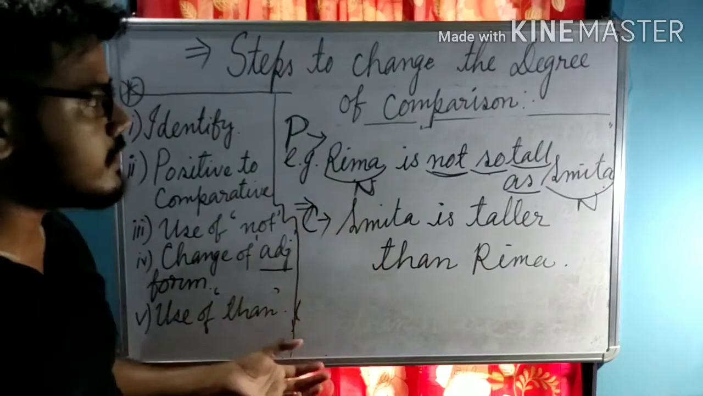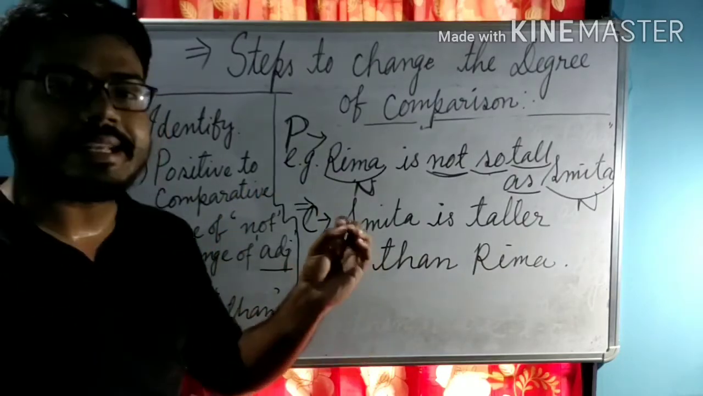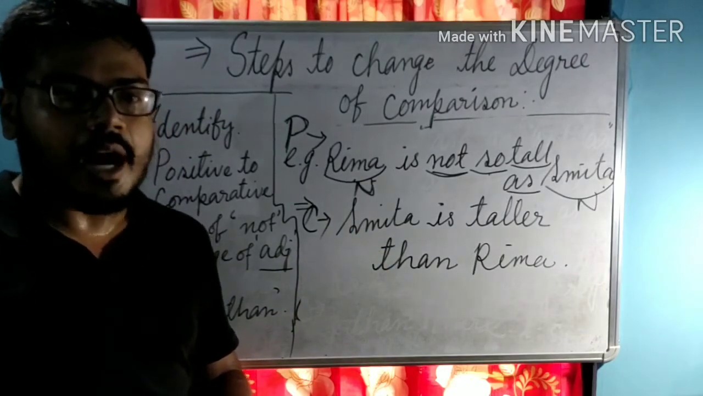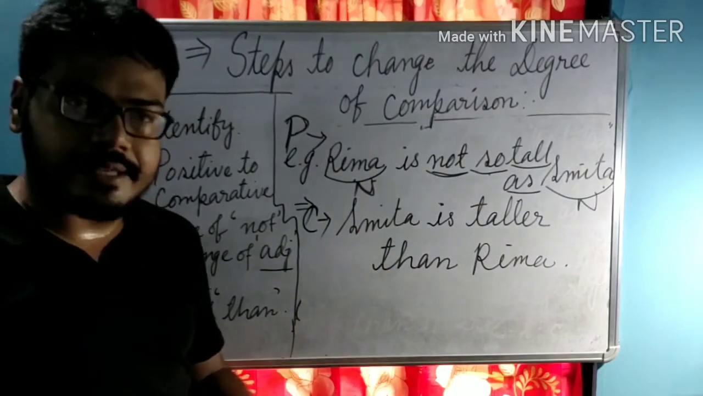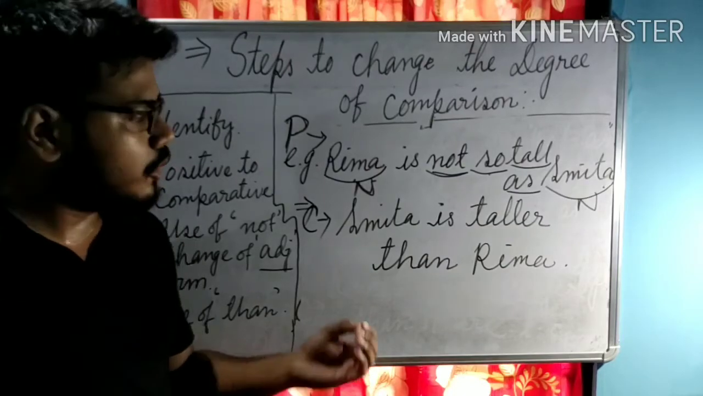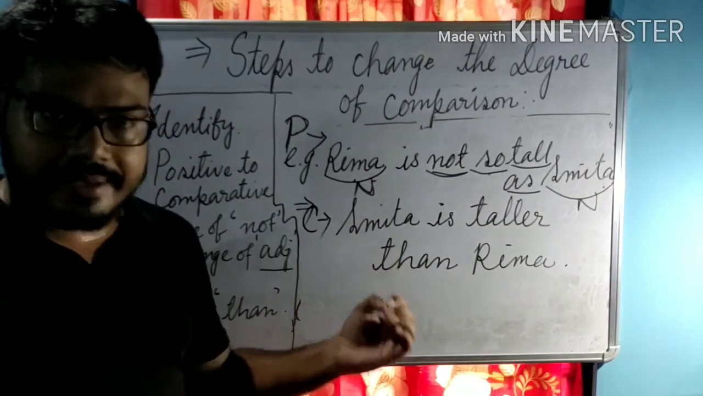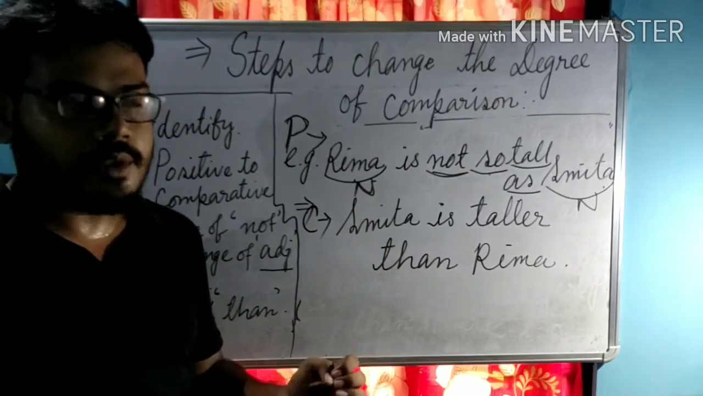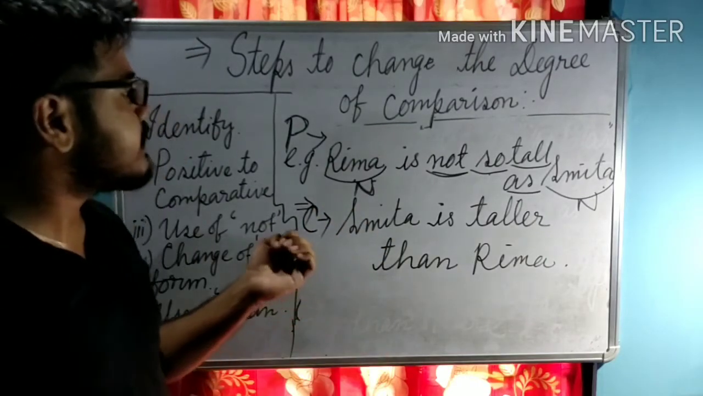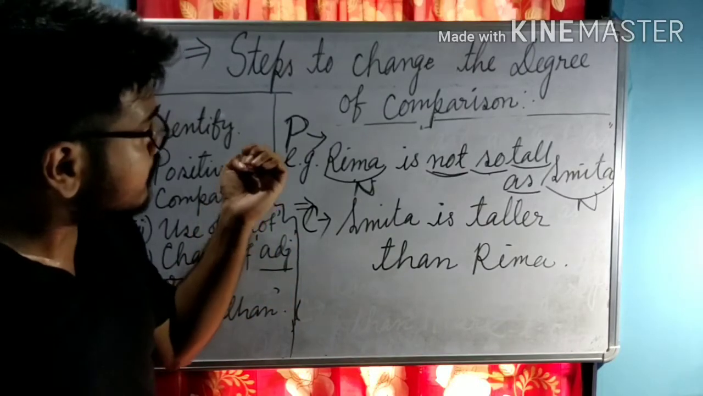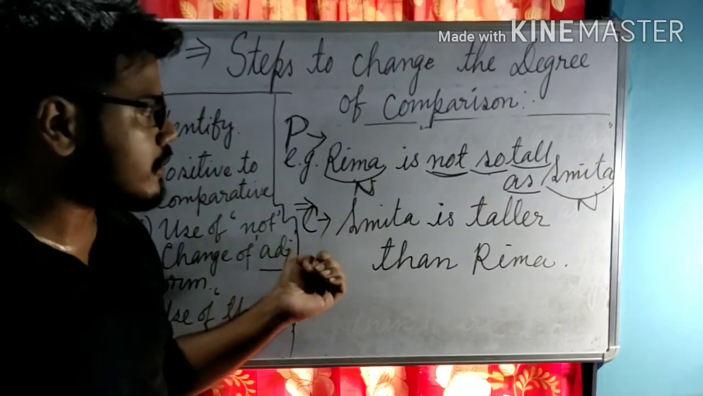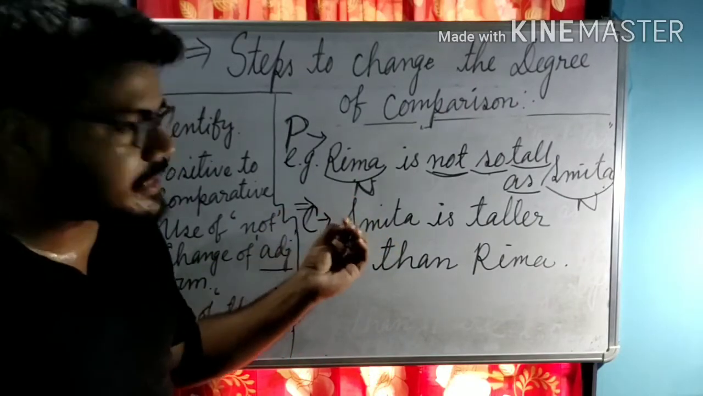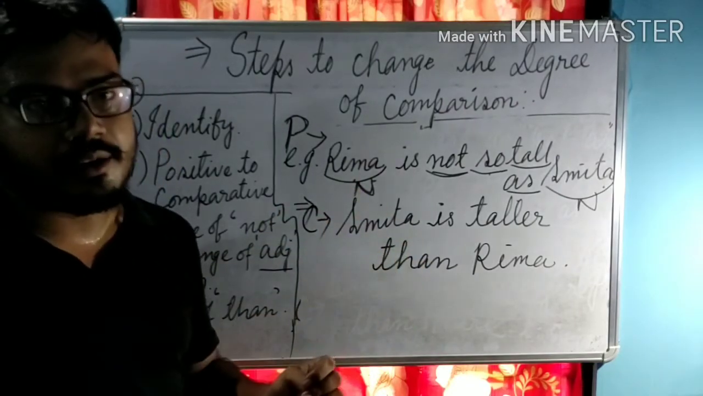So till now we have understood how to transform or how to change the degree of comparison in a sentence from positive degree to comparative degree. I hope all of you have understood it. Practice at your home. I will give you some exercises also, so you can do it at home. And in the next video, we will discuss the steps to change the degree of comparison from positive or from comparative to superlative, etc. Thank you.